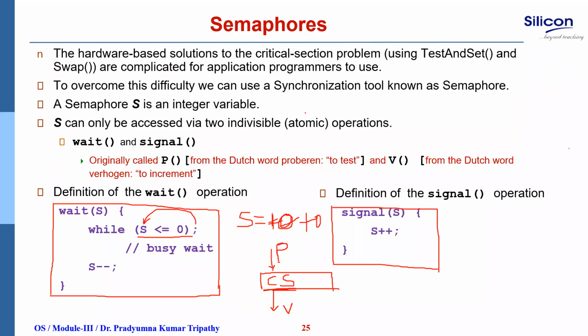I said semaphore is a synchronization tool for solving the critical section problem. It is an integer variable which has two indivisible operations, wait and signal. The question will come, what is a semaphore? You have to write it is a synchronization tool for solving the critical section problem. It is an integer variable which has two indivisible operations, wait and signal. This has to be written completely.